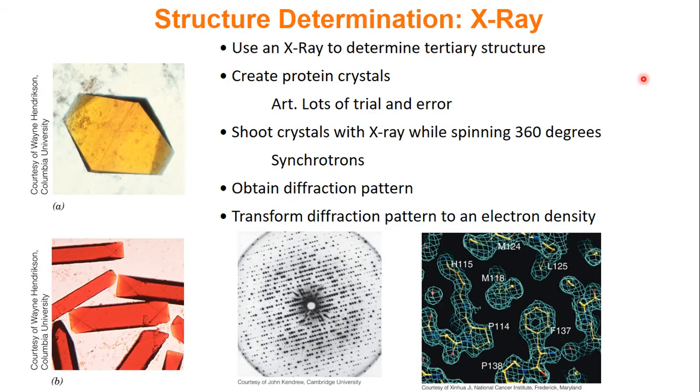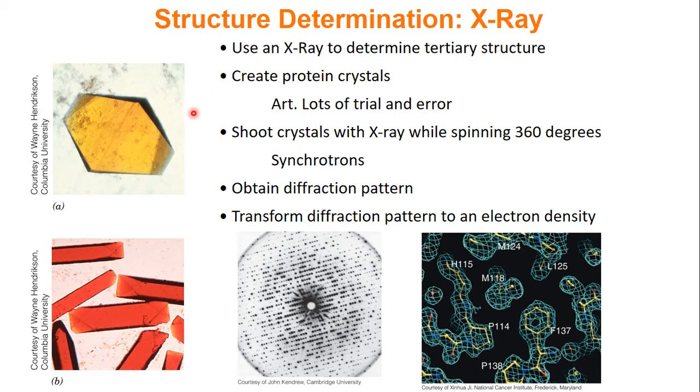Now first, let's talk about how we can determine the 3D structure of a protein, and one of the ways is through X-ray crystallography, or using X-rays to determine tertiary structure. It's a rather simple idea, but there's a lot of hardcore physics and chemistry behind it, which we're not really going to go into, so we'll just stick to the simplified version.